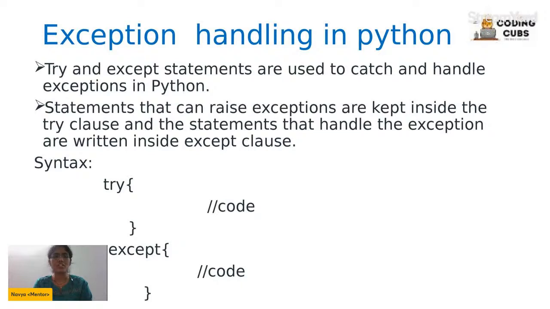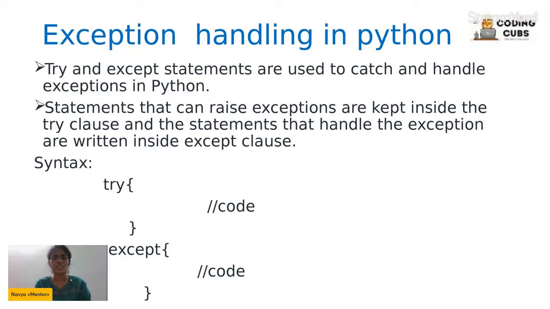So the main concept here is handling the exceptions in Python, exception handling. For this, we have two statements, the try and except blocks, which are used to catch and handle the exceptions in Python. The statements that can raise exceptions are kept in the try block. If you feel that your code may raise some exceptions, put all the code in the try block, followed by the except block, which will handle the exception. The syntax is try, then a block of code, and then except, and then some other block of code.